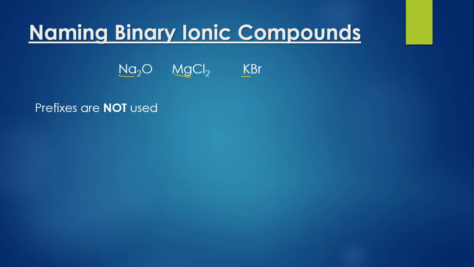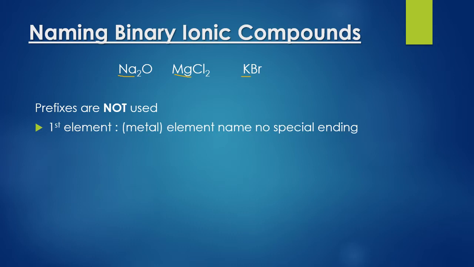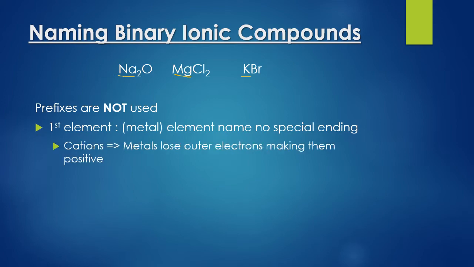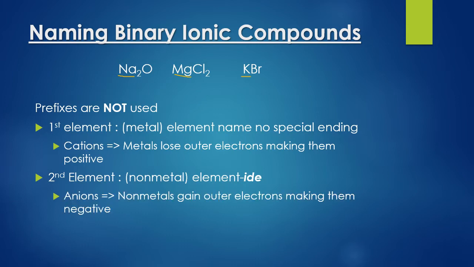We are not going to use prefixes, so forget about them. No mono, di, tri, tetra, anything. When we name them, we're simply going to take the first element, straight off the periodic table, no special ending. That's going to be the metal portion, the cationic portion, the positive ion. Then the second element present, which is the nonmetal, we're going to put the element name with just an IDE ending. So we are still going to use IDE endings like we did for covalent, but we're not going to use a prefix. Now the nonmetal portion is usually the anion because they gained an electron from the metal portion, making them negative.